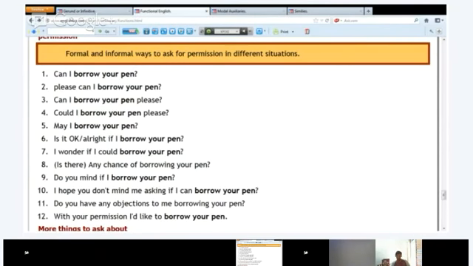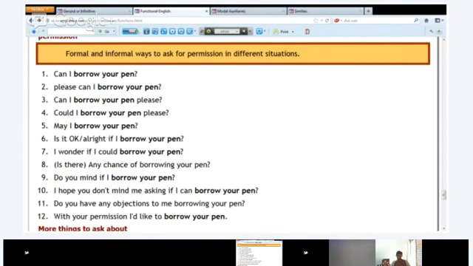Are there any very weird ones here? Any strange ones? I think number 10 is a bit too over the top. "I hope you don't mind me asking if I can borrow your pen." It's very polite. Or "I'm wondering if I could borrow your pen." That would be over the top, but only because it's a pen. I think it's because of the pen, not the structure of the words.